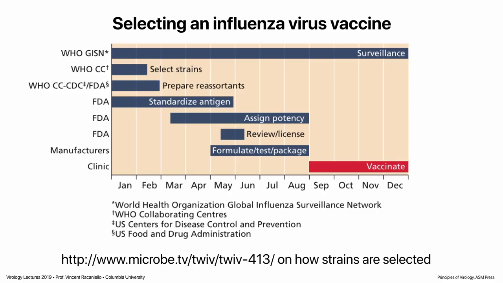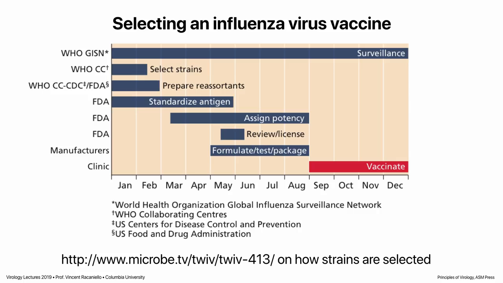And if you want to hear a little more about how these strains are selected, I interviewed one of the people involved with that. So this is a big deal. Contrast this to measles, mumps, rubella, where the vaccines have been the same for the last 50 years. Virus is not changing antigenically in a significant way. And you just keep making more of it.